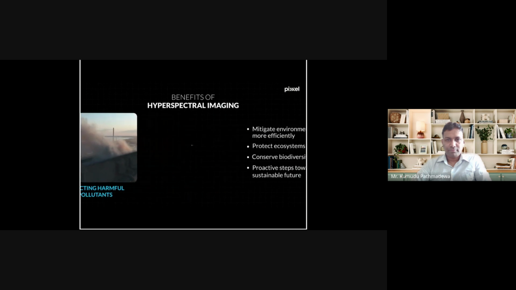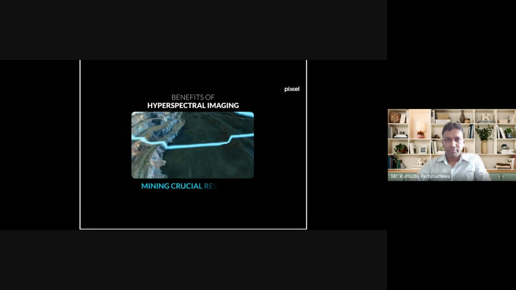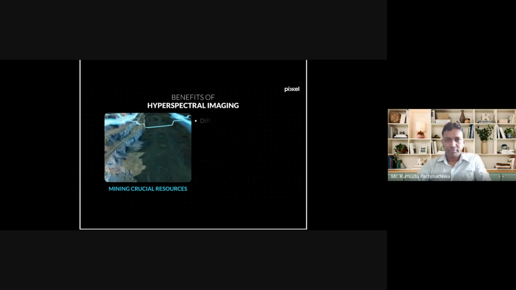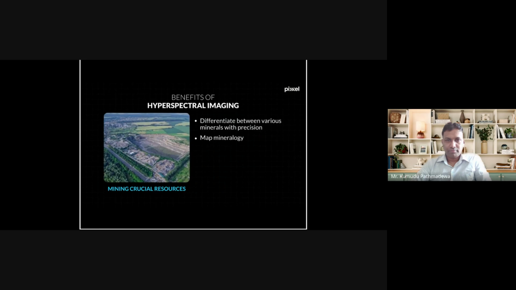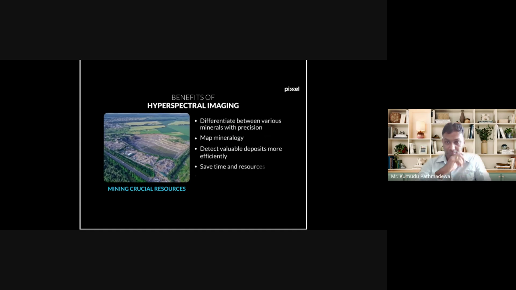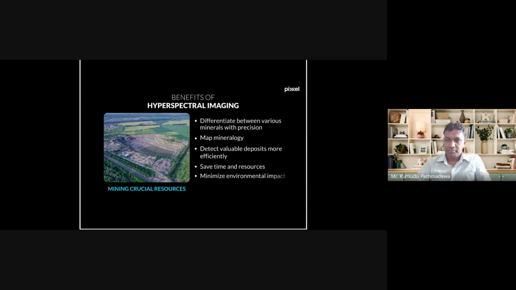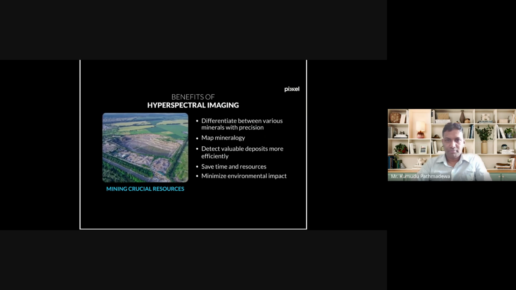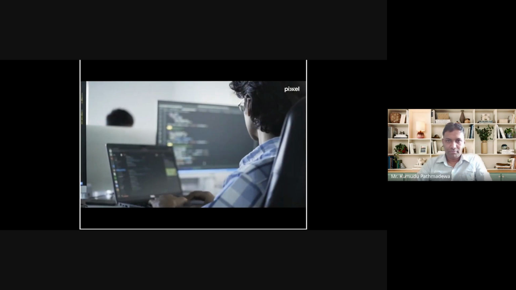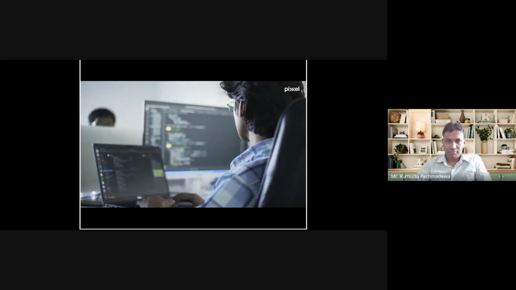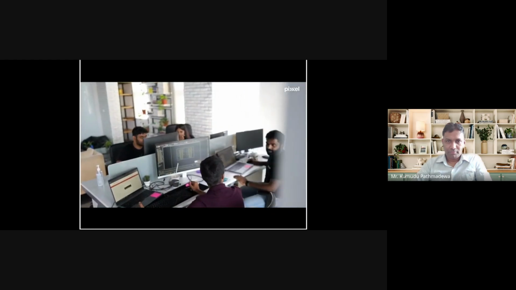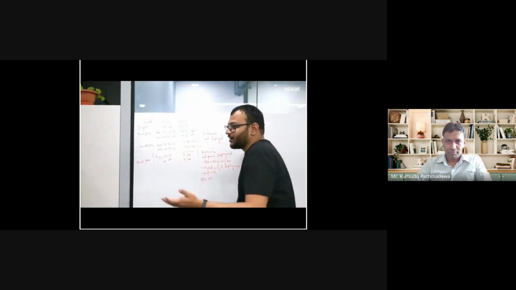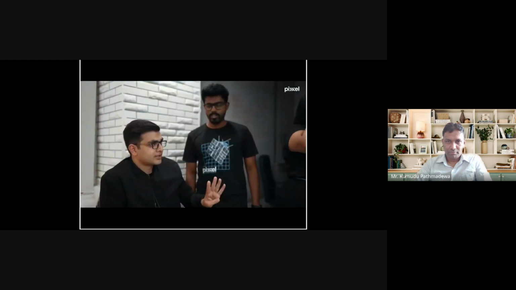Moreover, hyperspectral imaging can play a pivotal role in mining crucial resources. It can differentiate between various minerals with precision, help us map mineralogy, and detect valuable deposits more efficiently, saving time and resources, and minimizing environmental impact. The power of hyperspectral imaging lies not only in its technical prowess, but also in the collective spirit of our innovation and collaboration. It's a tool that empowers us to protect, understand, and cherish our planet.